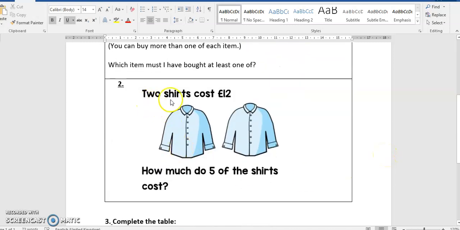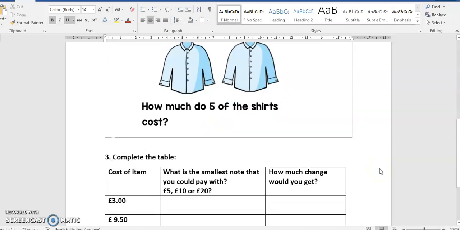Next one says 2 shirts cost £12. And you need to think about how much 5 shirts would cost. If 2 cost £12, how much would it cost to buy 5?